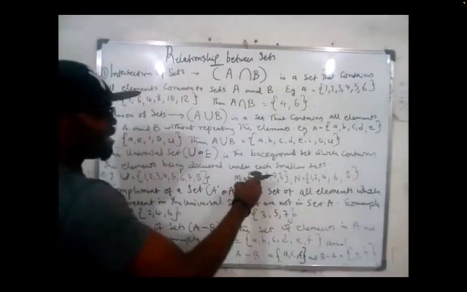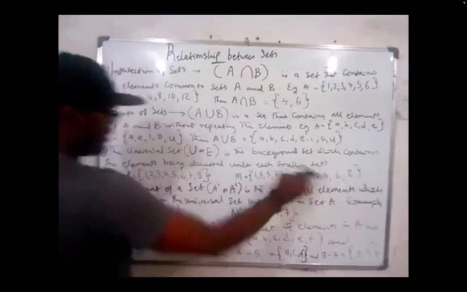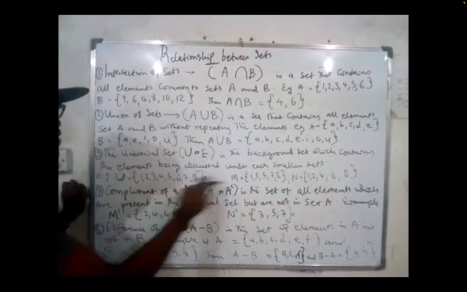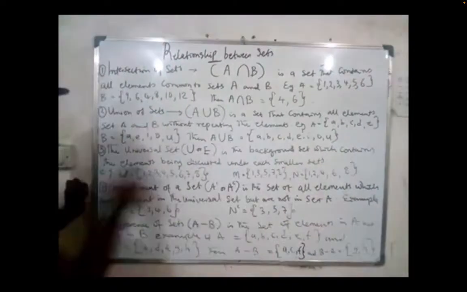Universal set is simply like a union set of these two. So you have 1, 2, 3, 4, 5, 6, 7, 8. Combination of all the possible elements. When you combine them, you form this.